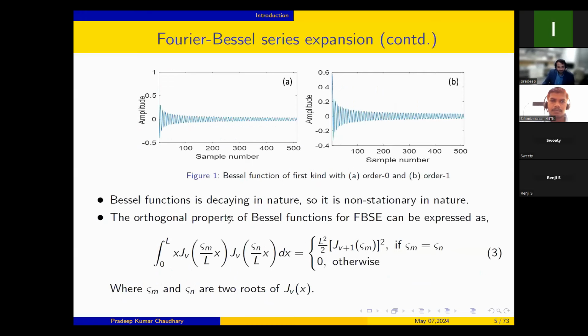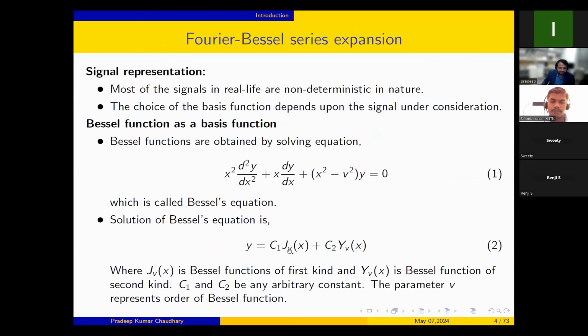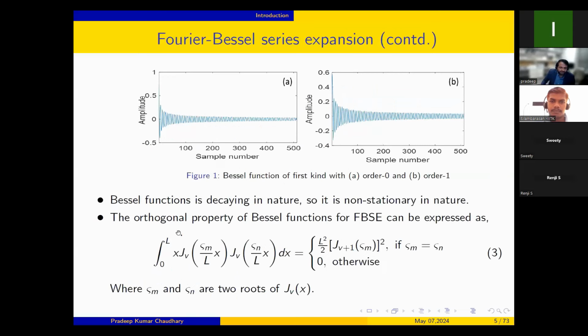Another property required for any function to be considered as a basis function is that they should be orthogonal to each other. That is, when we do the dot product with itself only, we get 1, otherwise we get 0. So the Bessel functions J_v and Y_v, as I discussed, are the kind 1 Bessel function and the kind 2 Bessel function. The kind 1 Bessel function follows the orthogonality property.